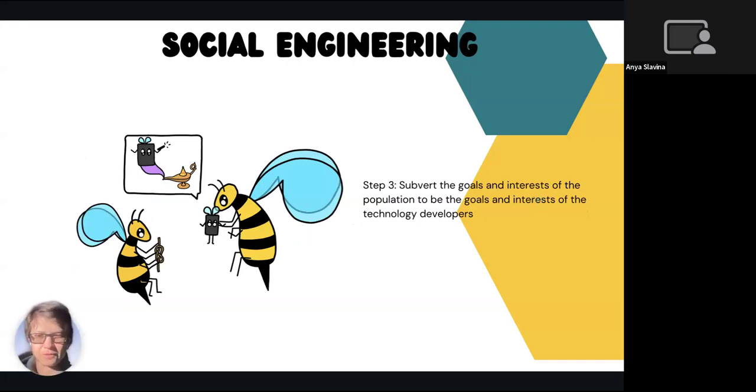And the last step for social engineering, now that you've introduced a technology that creates an information imbalance, is to subvert the goals and interests of the population to be the goals and interests of the technology developers. And I love the way that Arabic folklore talks about this and has been talking about this for a very long time. Just picture having a genie, someone who pops into your life and is able to grant you wishes. And of course, this is a delightful thing. You get to have whatever you want.